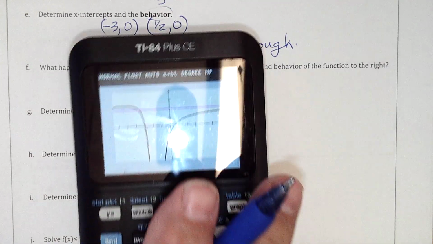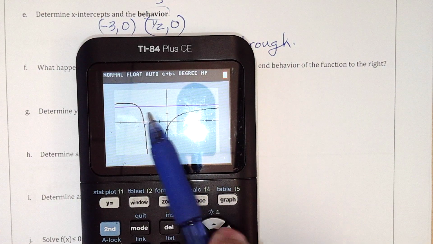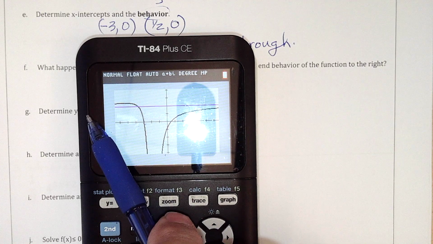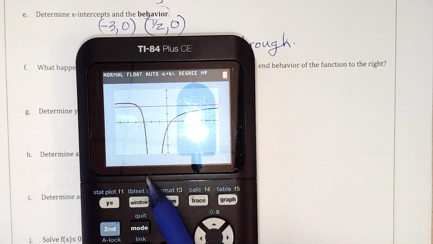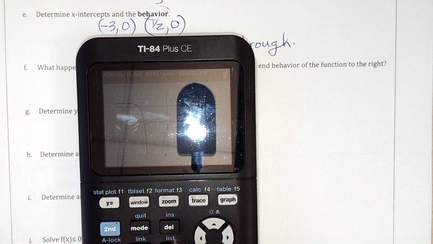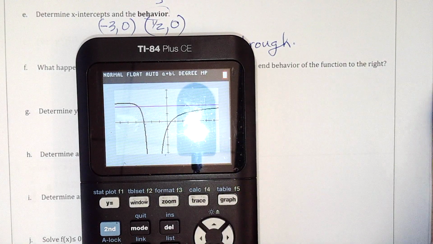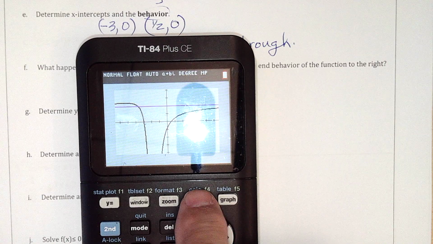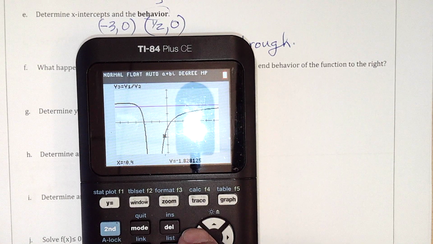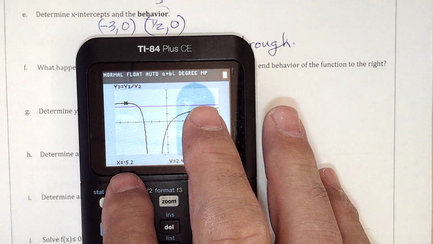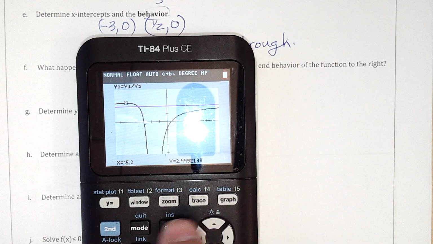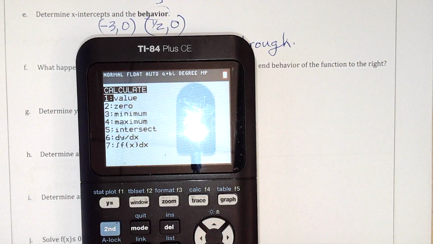Any local maxima? Well, if this is snuggling up to the line here, it must go up and then come down. This one's going up, so it looks like there's going to be a local maximum somewhere in here. So if I push trace and move over there, it looks like it's around -5.2. So I'm going to go second, calculate the max.